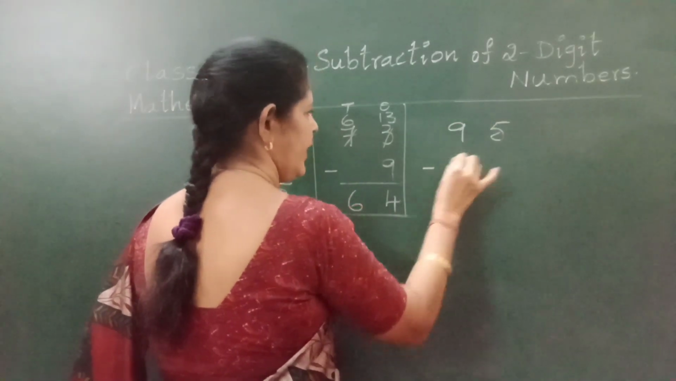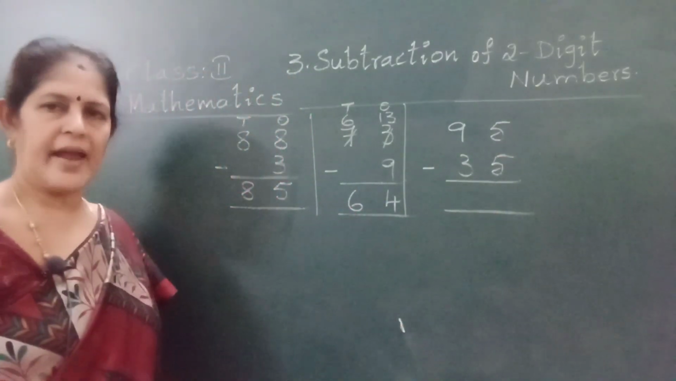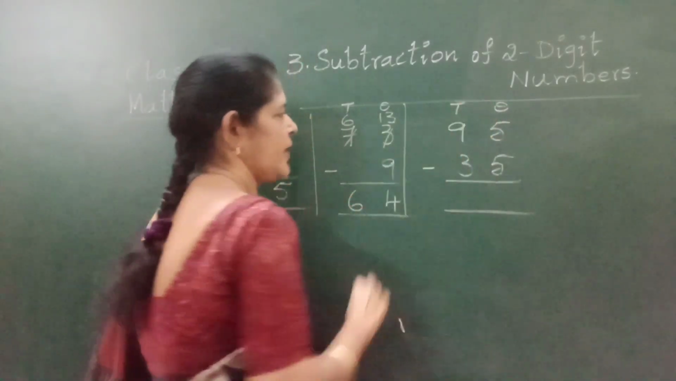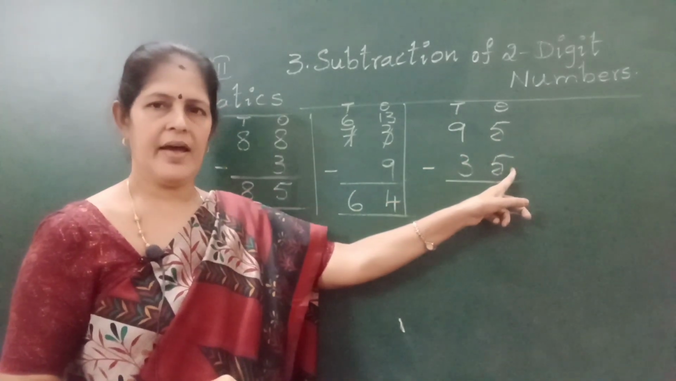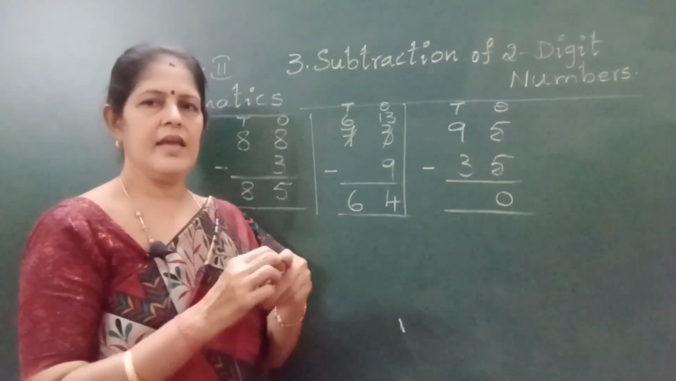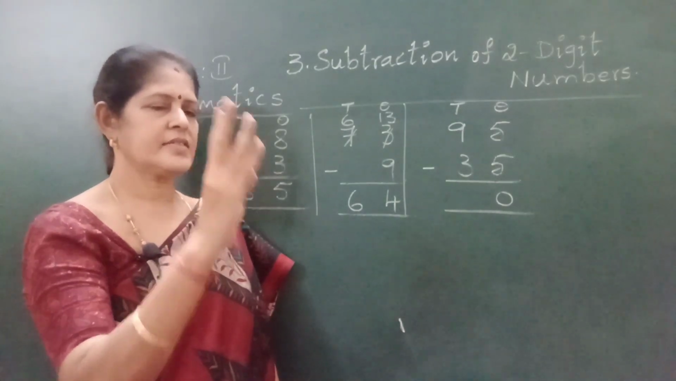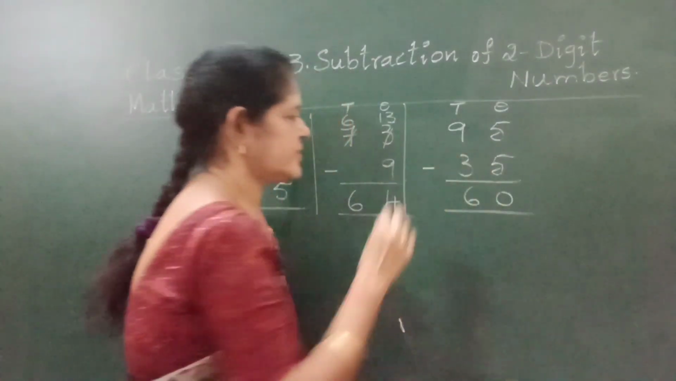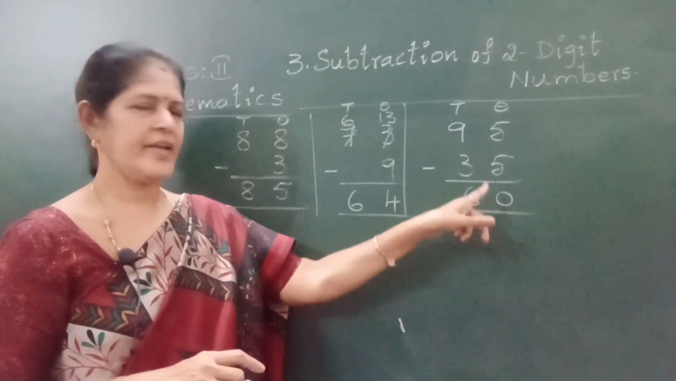95 minus 35. Both are 2-digit numbers. Ones place, tens place. Start from ones. Number minus same number is 0. Very good. Now tens. 9 minus 3. Close fingers. 3 after 4, 5, 6, 7, 8, 9. 6. 9 minus 3 is 6. The difference is 60. 95 minus 35 is 60.